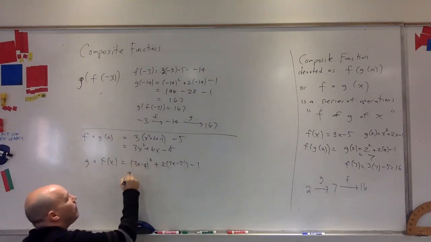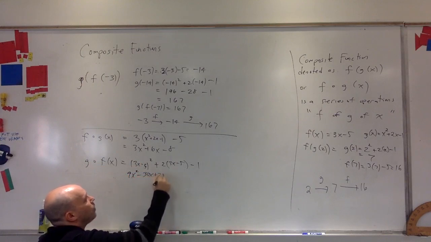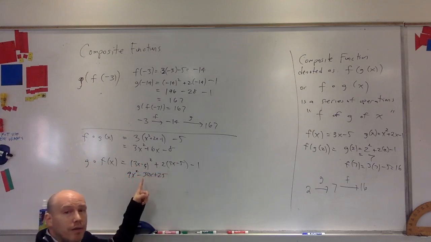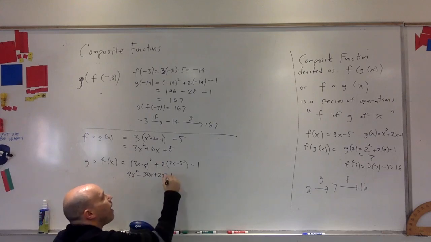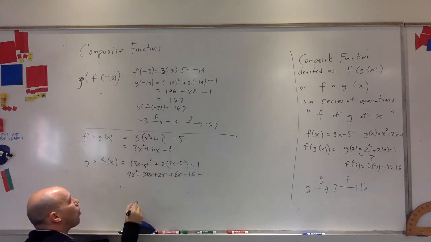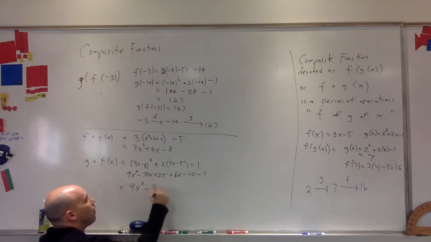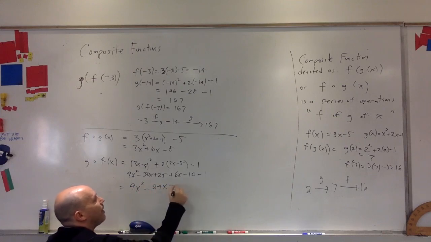What do we have? We have 9x squared minus 30x plus 25. You need to know how to do this. Plus 6x minus 10 minus 1. Final answer, 9x squared minus 24x minus 14.